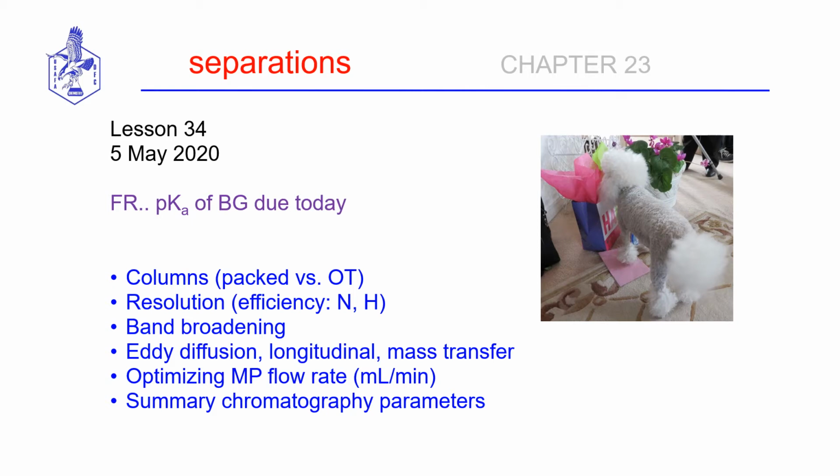Today we're going to focus on what is known as band broadening, and that has to do with the width of the peaks as they come off the end of the column and the implications towards the resolution of separations, the contributing factors to band broadening, and how we go about optimizing the flow rate of our mobile phase. We'll end with a summary of everything we've learned about the fundamentals of chromatography and the different parameters we use to assess the effectiveness of that separation and our optimization.